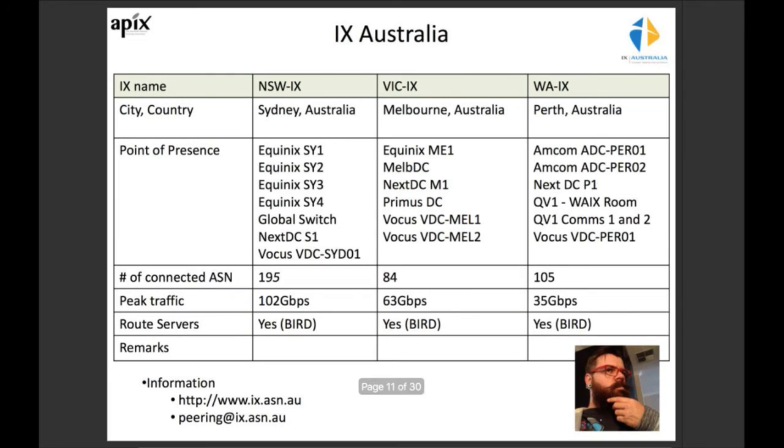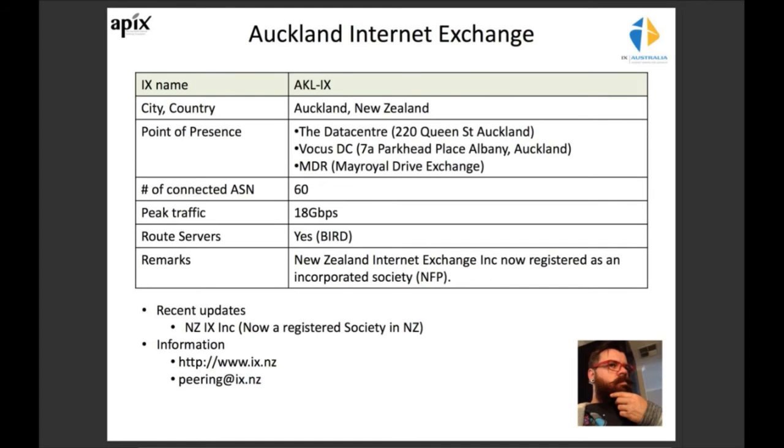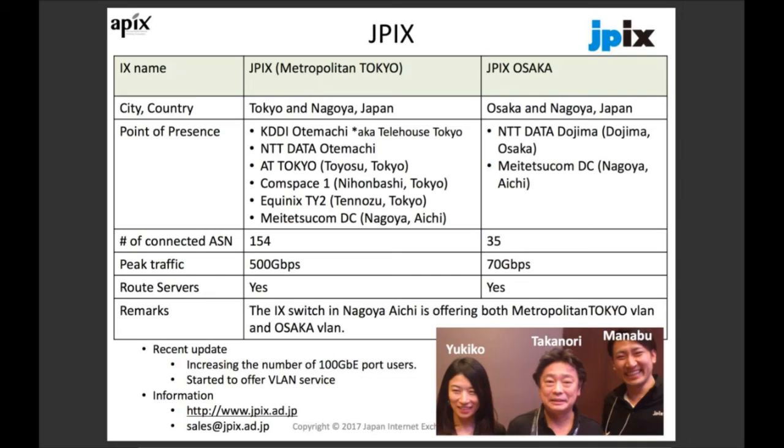Next. Okay, IX Australia? Oh, maybe no. So maybe if you find Joe around here, please contact him. IX Australia has a lot of internet exchanges. They also have one in New Zealand, in Auckland. Okay, so next one. JPIX, please.